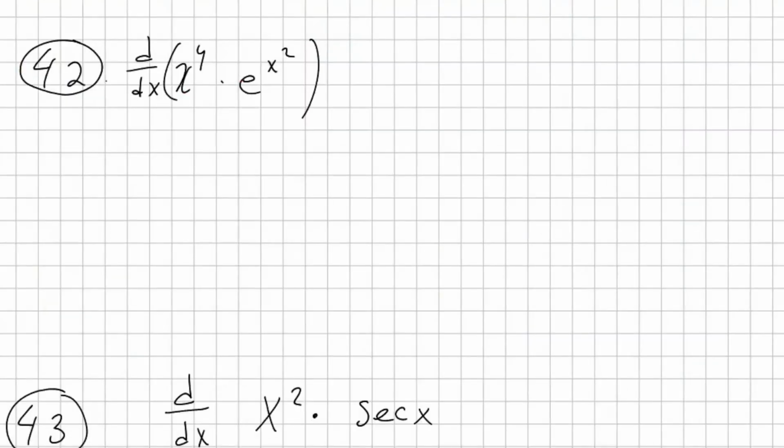For question 42, we're asked to take the derivative of x to the 4th times e to the x squared. Again, we're going to be using chain rule and product rule. Here, I'm not going to show all the steps for chain rule, just a general idea, since we did so many questions on chain rule that we should get the general idea really quickly.